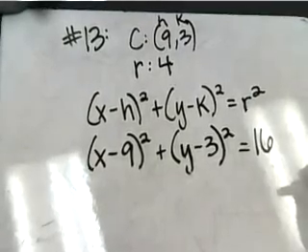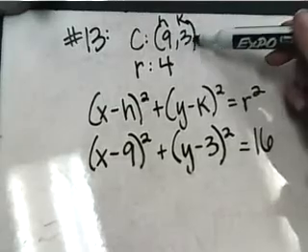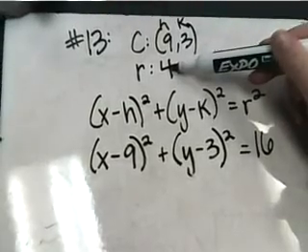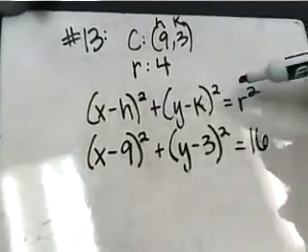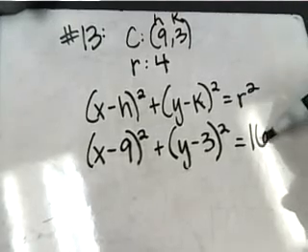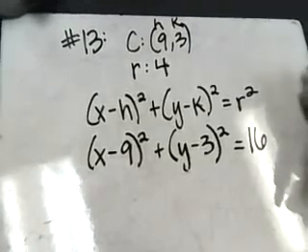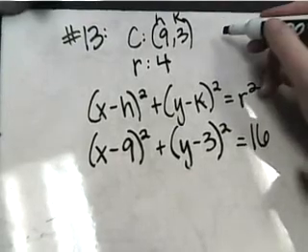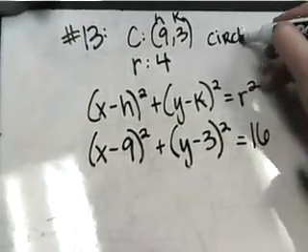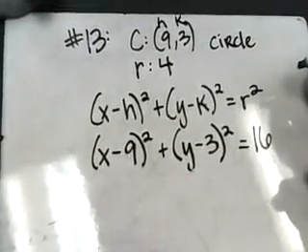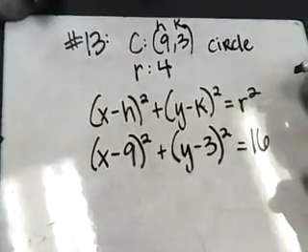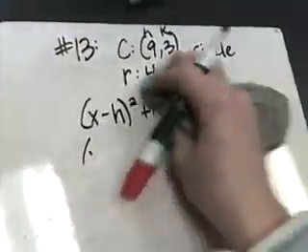So circle is super easy. Your center is your h, k, your r is your radius. You sub those in. Don't forget to square the r. There's your final answer. That was an example of a circle, in case you didn't get that down. Last one.